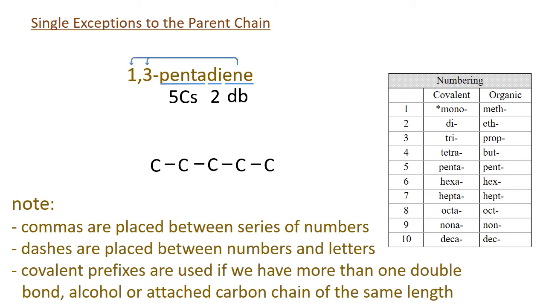And the double bonds will go on the first and third carbon. So I will number my carbons, and I will place a double bond on the first carbon and the third carbon. Now I add hydrogens to make sure that every carbon is making 4 bonds. And that is 1,3-pentadiene.